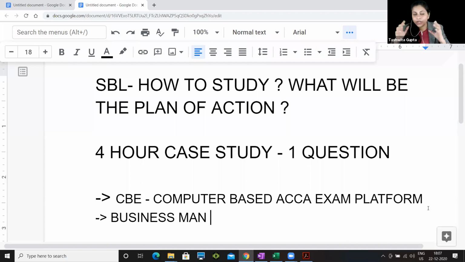I give you a full set of information. Will you make that investment? On what information, on what data, on what calculation will you base your decision? That's what you have to present in your SBL. So that is basically the idea of the content of SBL.